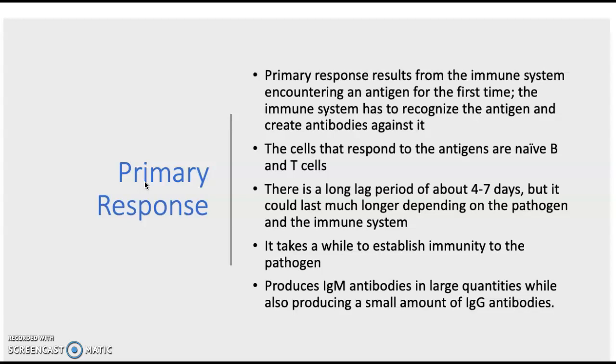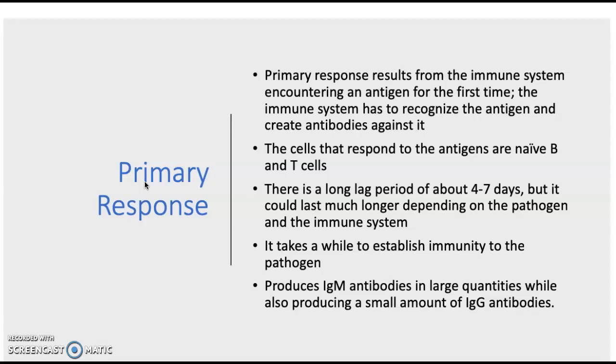Now, there is a very long lag period in the primary response. The lag period is more or less the time required for naive B and T cells to proliferate and differentiate, specifically how long it takes B cells to differentiate into plasma cells and release antibodies to fight the infection. Even though the lag period is generally about 4 to 7 days, it can be much longer than that, depending on the specific pathogen or the immune system.